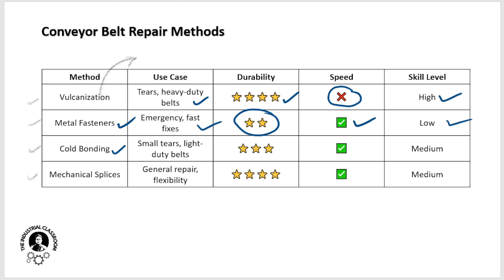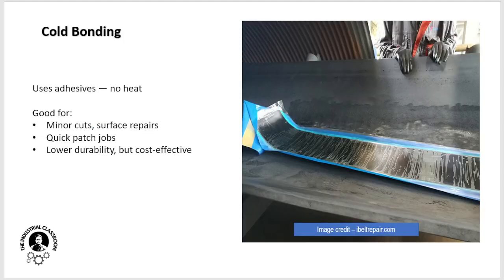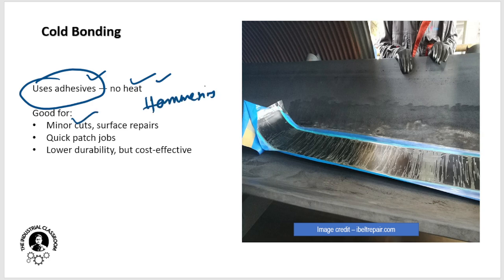Next, we have cold bonding. Okay, cold repairs. What are these cold repairs? See, it does not use heat. Sorry, it uses adhesive but no heat. And pressure, generally we don't provide pressure, but here by hammering we try to fix it. Now for minor cuts, surface repairs, quick patch jobs, lower durability material, we do this.